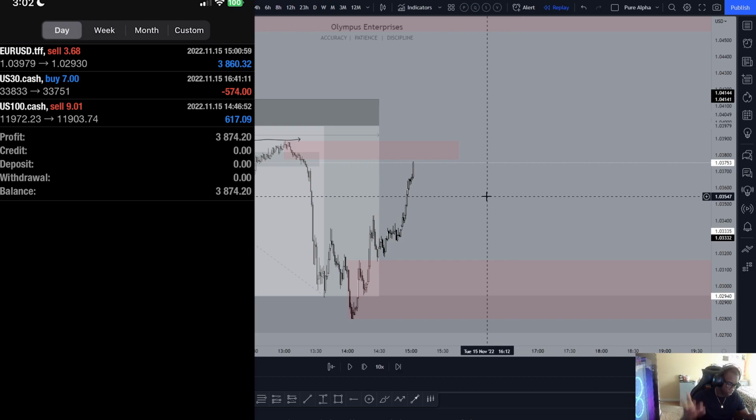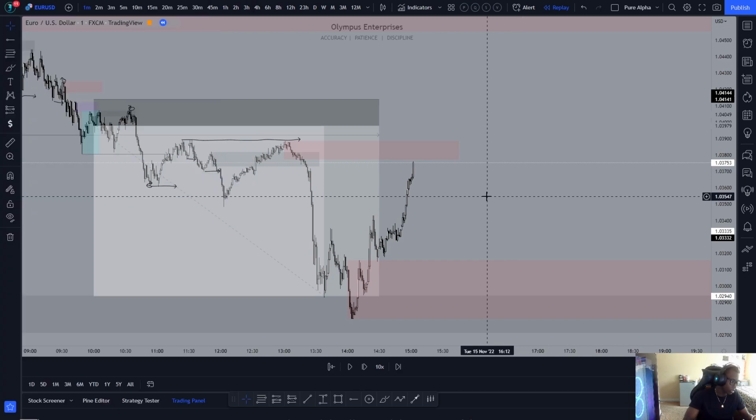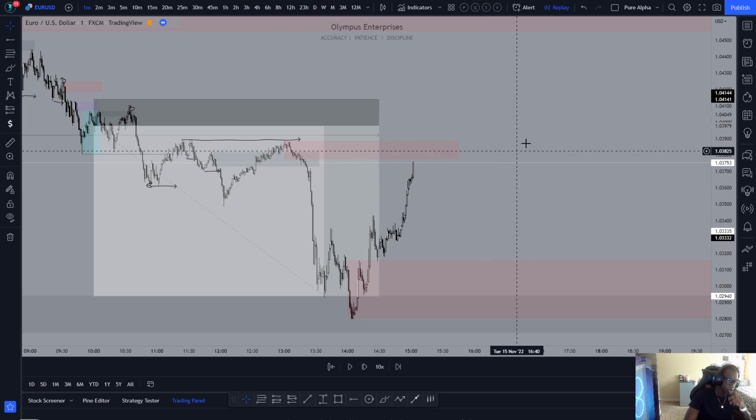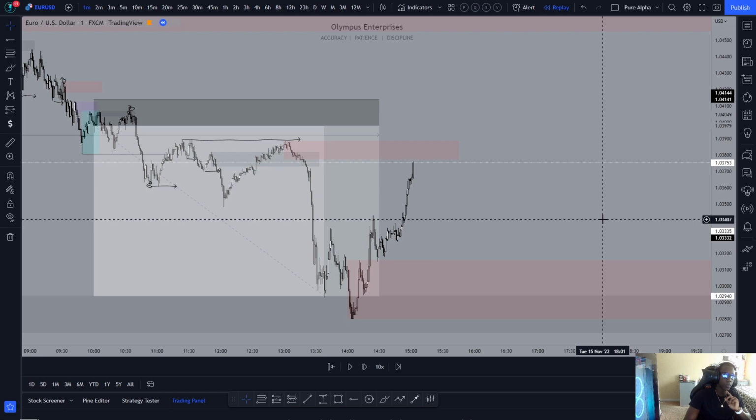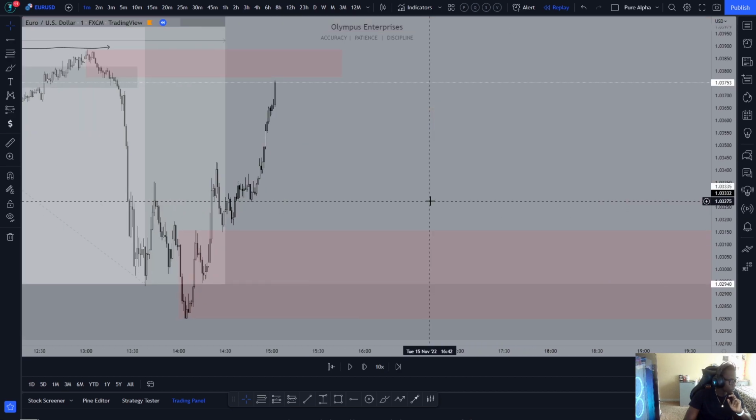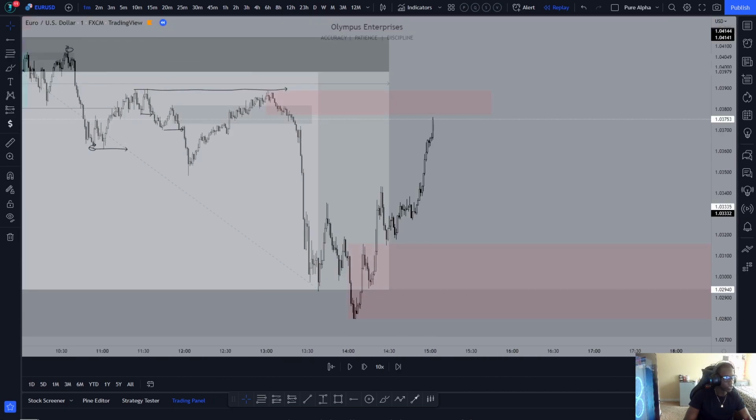So I looked at the trade and I was just like, you know, it's up 1-to-1. It was up a lot more. I just didn't set a hard TP, so I went ahead and just closed that out as well. So that totaled $3,874.20 within 3 hours and 35 minutes.